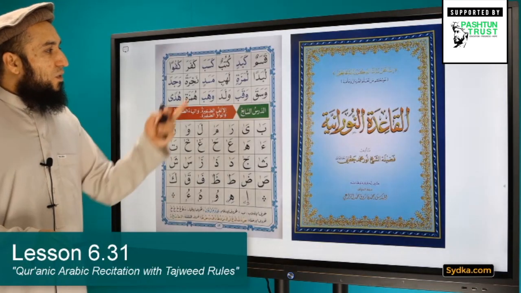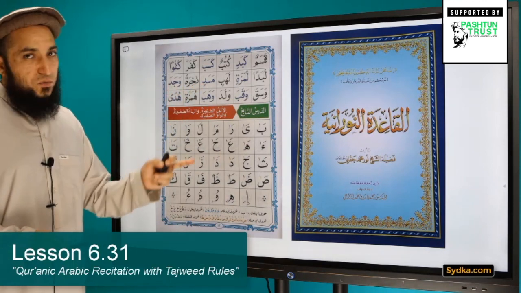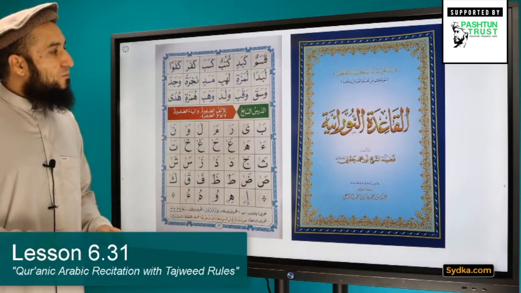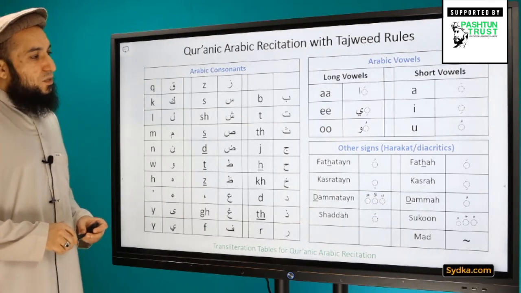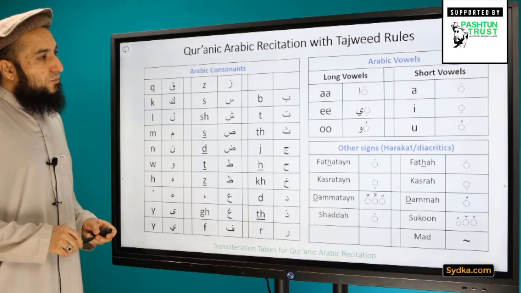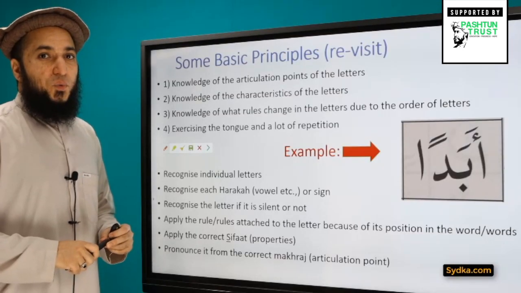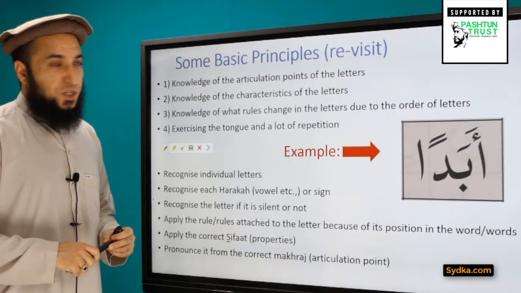In this session, we will study these three words of Al-Qaida Nuraniya on page number 13. This slide is just a reminder for transliteration purposes. So we are revisiting some of the principles that we have studied before.